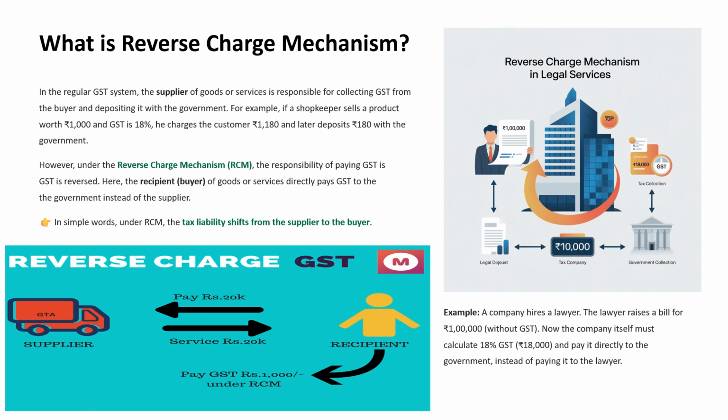In the regular system, the supplier of goods is responsible for collecting GST from the buyer and depositing it with the government. Like if a shopkeeper sells a product worth rupees 1000 and GST is 18%, he charges the customer 1180 and later deposits 180 with the government. But under RCM, the responsibility of paying GST is reversed. Here the recipient will be liable to pay tax to the government. In simple words, RCM shifts the liability from supplier to buyer. In the same way, not only for goods, it is applicable for services also.